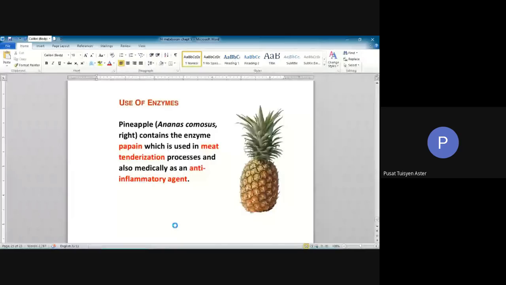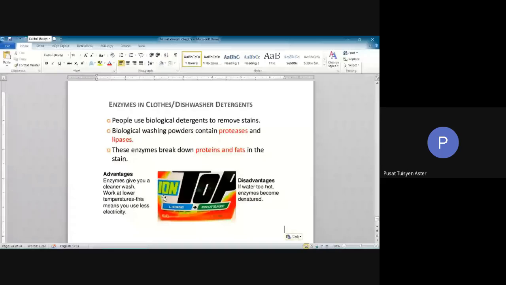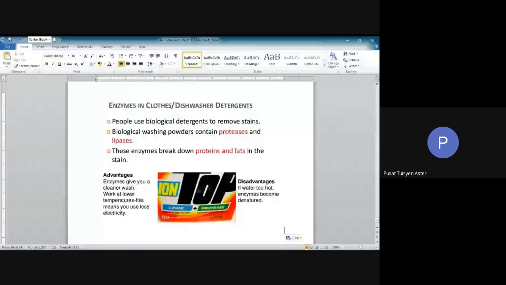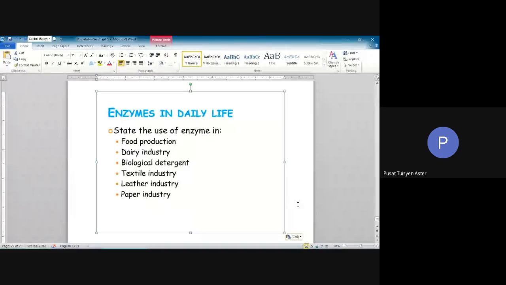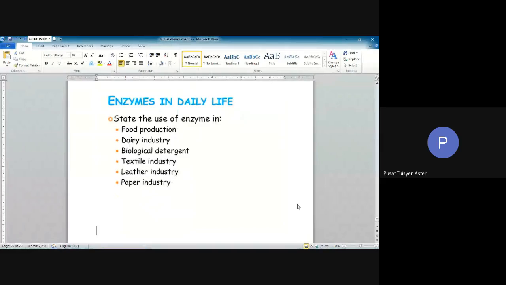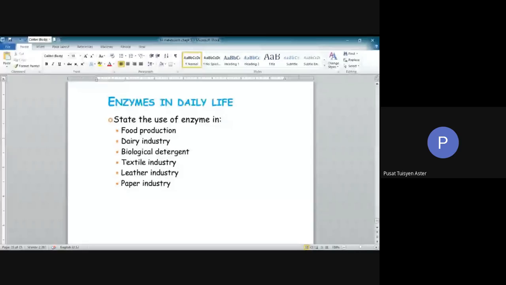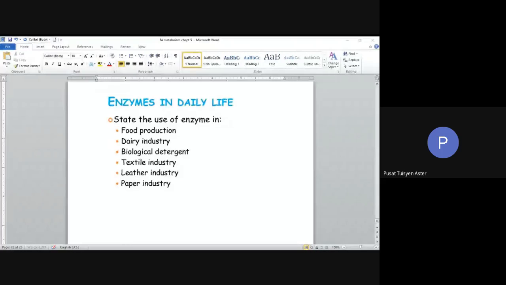If it's too cold it's not useful, and if it's too hot it's also not useful, because the enzymes will be denatured. So you need to have the optimum condition for the enzyme. So there are multiple uses of enzyme. They are used in a lot of regions and a lot of production, not just our body. Enzymes are used in food production, dairy industry, biological industry, textile, leather, and paper as well. Due to its highly specific and functional usage, it is very much favorable by us.